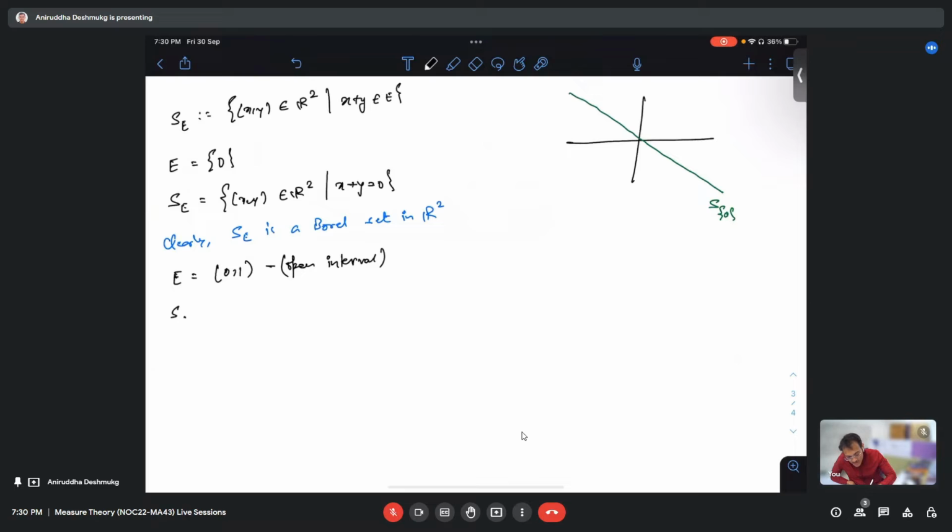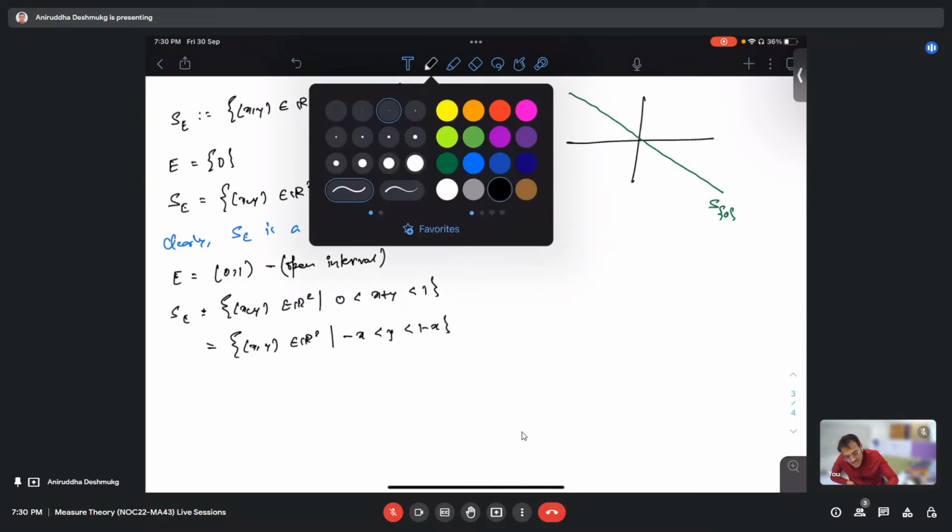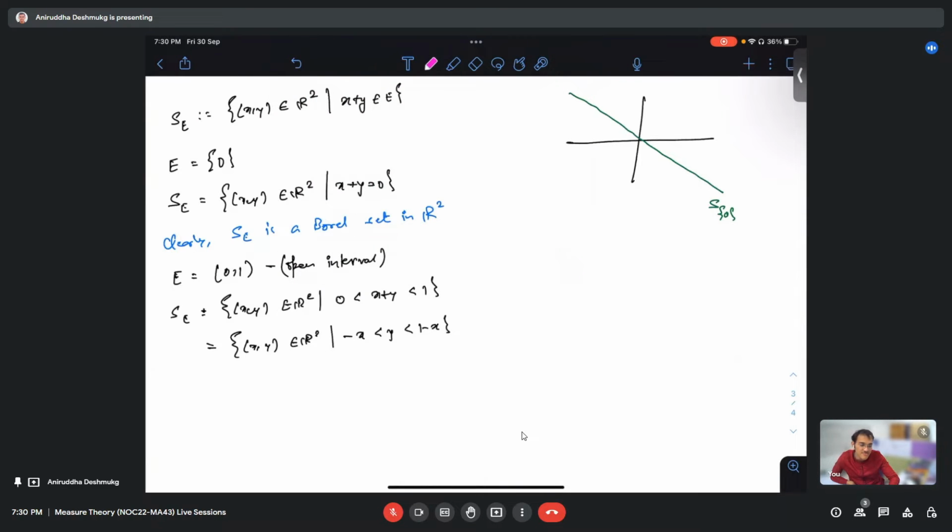Now, what does S_E look like? S_E looks like, look at all those points (x,y) in R^2 such that x plus y is inside this open interval. What does it mean by inside this open interval? It means 0 is strictly less than x plus y is strictly less than 1. Or what is the same, I can write, look at all those (x,y) in R^2 such that minus x is strictly less than y is strictly less than 1 minus x. So here, notice that the choice of x is free, just as was in the previous case. So choice of x is free and it puts a restriction on y.